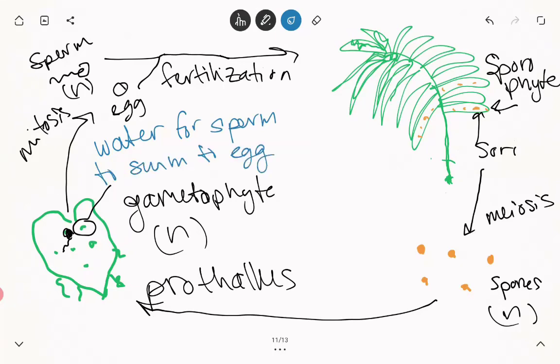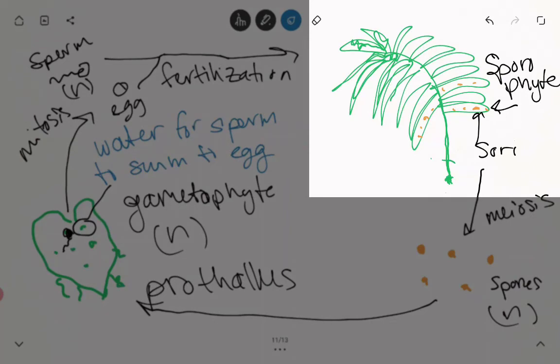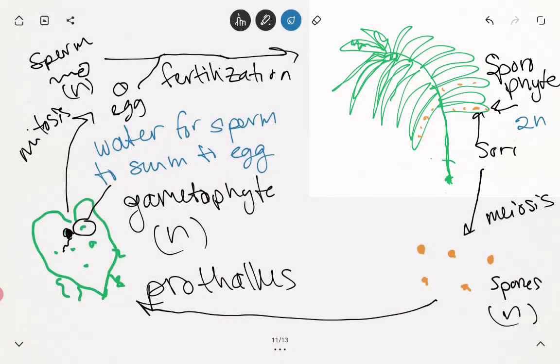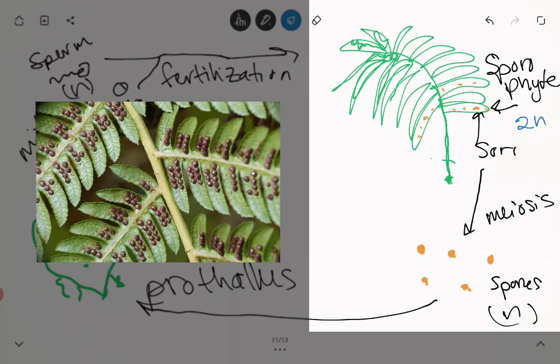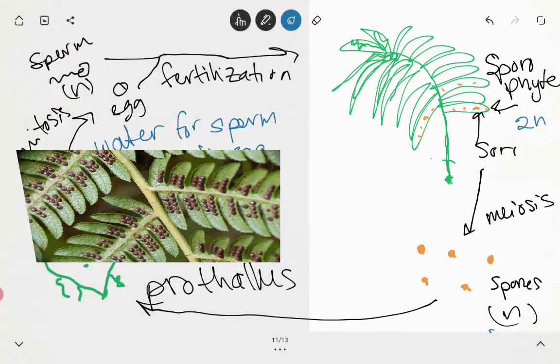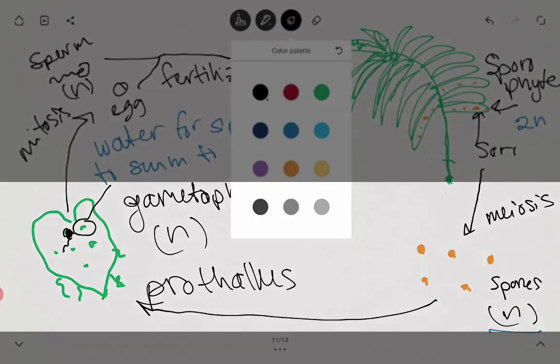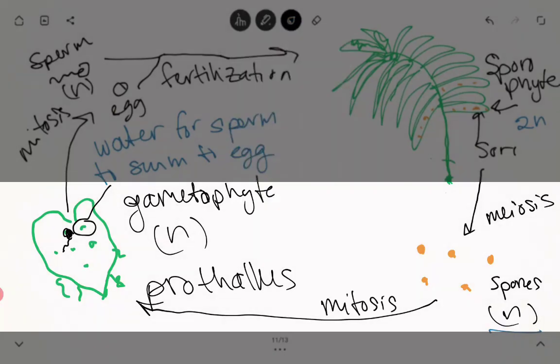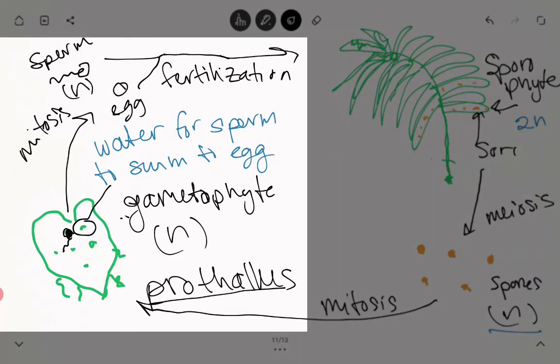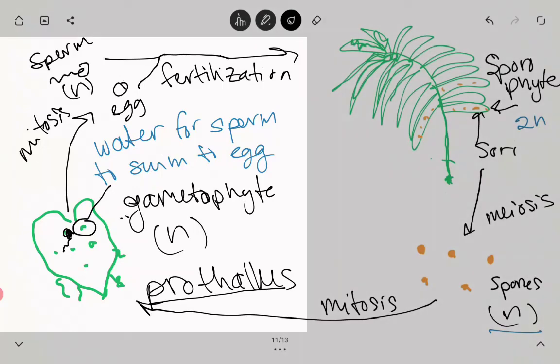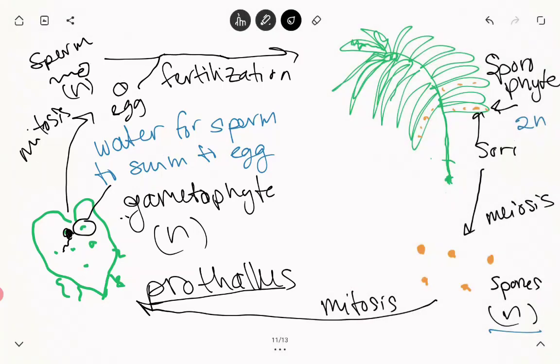All right, so the sporophyte is the diploid stage. The structures in the fern that create the spores through meiosis are called sori. Those spores are haploid. Those spores will then go through mitosis until they create the prothallus. The prothallus is the gametophyte that will go through mitosis to create the sperm and egg, the gametes. Those fuse, and then we get back to the sporophyte stage.